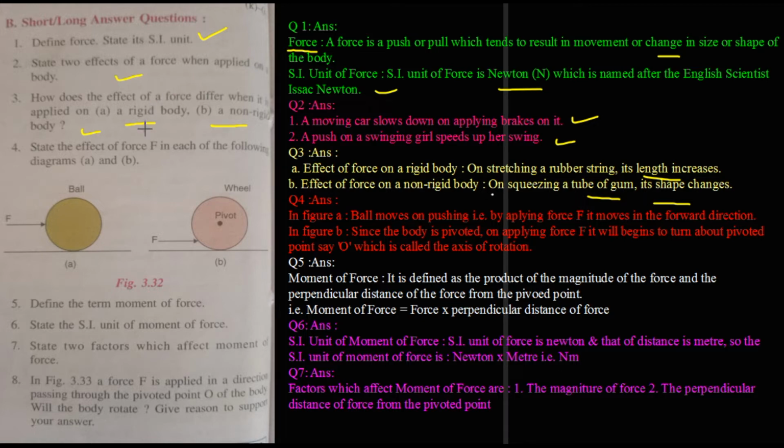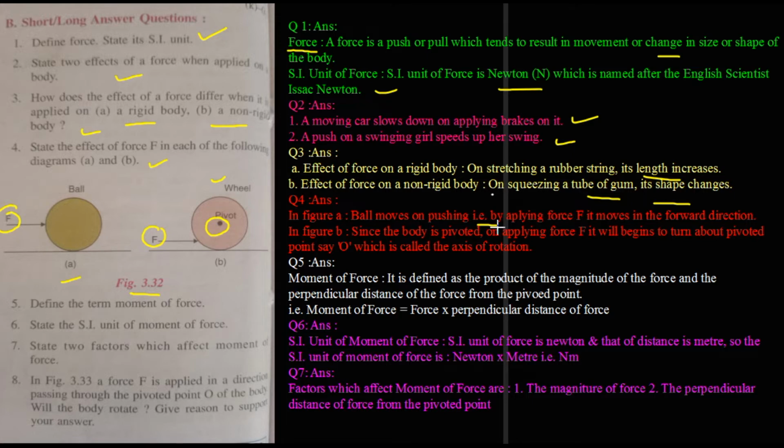Question 4: state the effect of force F in each of the following diagrams A and B. So here is diagram 3.32. This is the force F. This is a ball. It is applied on the ball. And this force F is on a wheel which is pivoted here, right? So in figure A, when we apply force, the ball moves on pushing, that is, by applying force it moves in the forward direction. In this direction it will move.